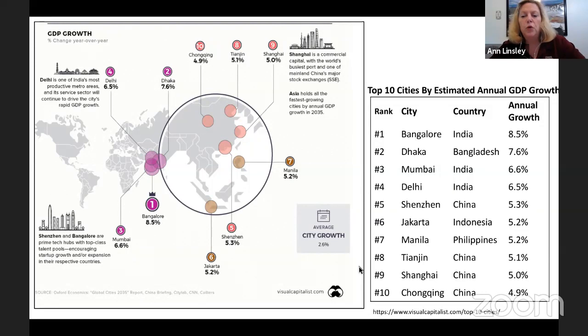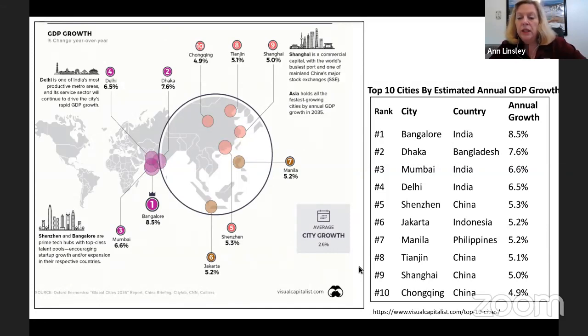Here we have 4 cities in India, and we also have several in China: Shenzhen, Tianjin, Shanghai, and Chongqing. So what is it about those cities? I was in Shenzhen. I'll show you some pictures from there. It's very different. It's not what you would expect. But what is happening in those particular places? But what's happening in Bangalore? I better have some students who can answer that.